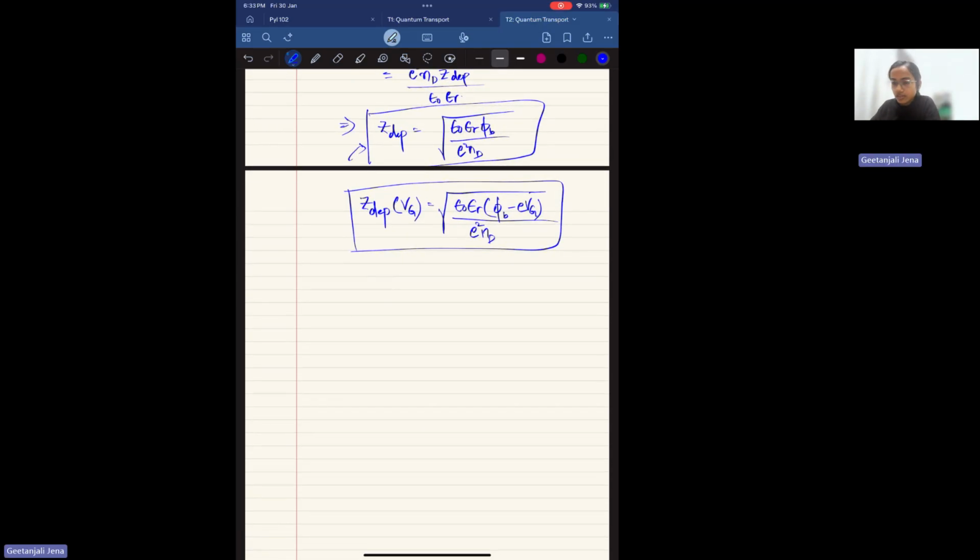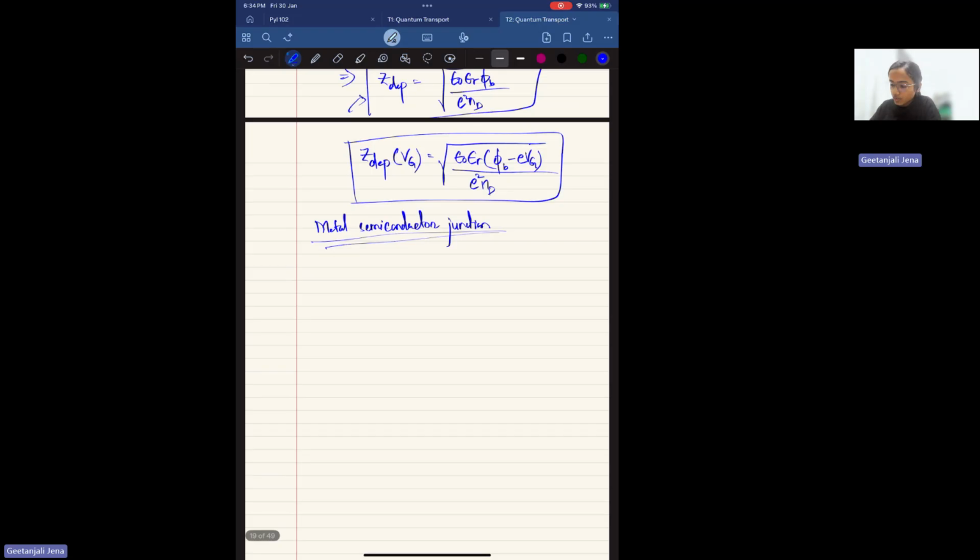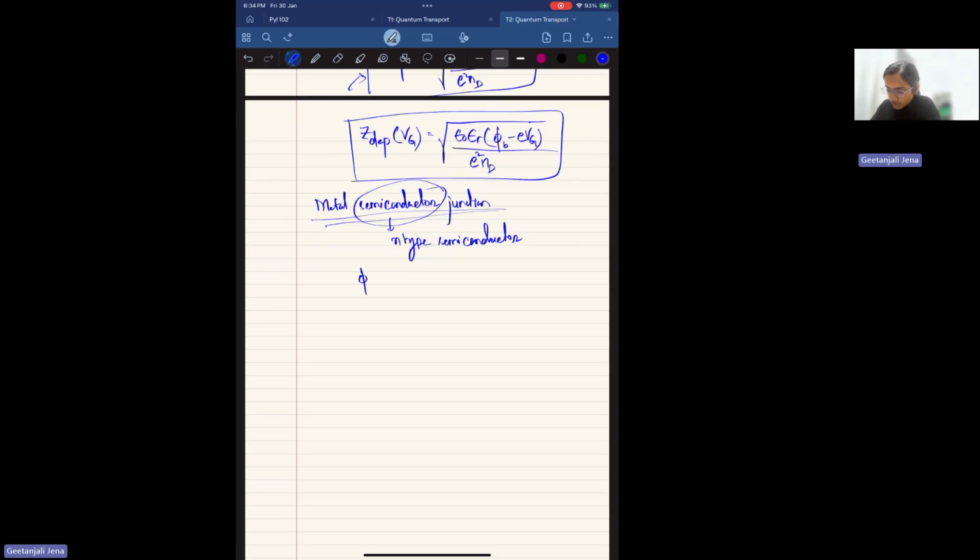Now we'll see an example of a metal semiconductor junction and how it operates in the presence of a gate or bias voltage. Let us consider the first case. We'll take this semiconductor as an n-type semiconductor, and let us see the case where the work function of this metal is greater than the work function of this semiconductor. So we say it is a Schottky type.